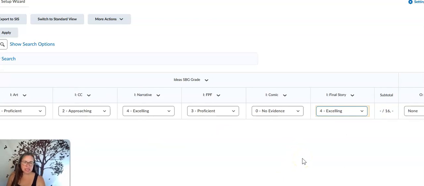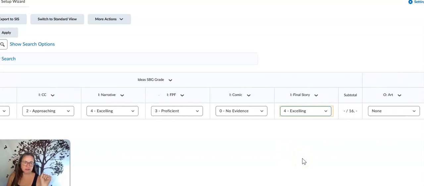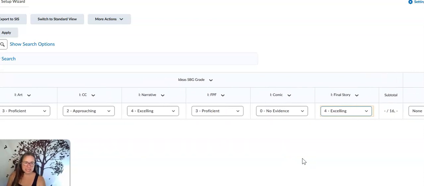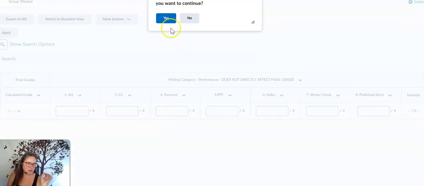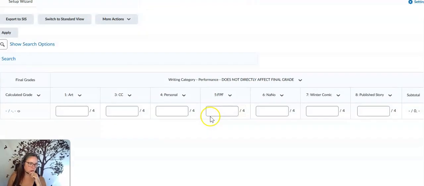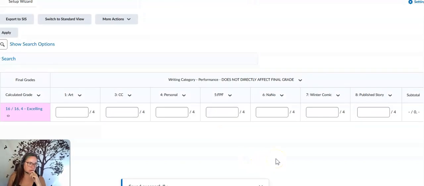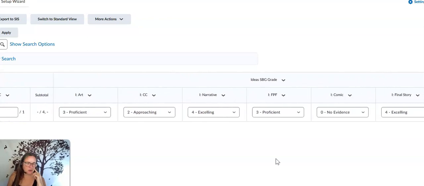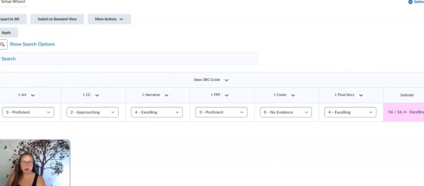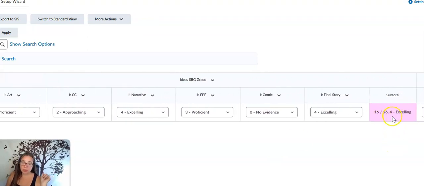Now the way it is set up, it takes the highest grade of them. So let me show you how that looks here. So within the ideas category, you'll see that the overall grade is a 4, excelling, because the highest grade in there was a 4. Actually, a couple of them got a 4.